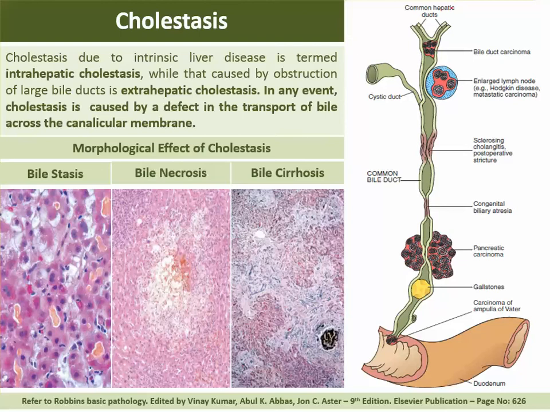See, this is the common hepatic duct, and the cystic duct comes from the gallbladder, and they all form the common bile duct, and it goes to the second part of the duodenum. If any obstruction happens in this path, outside the liver, that is called extrahepatic biliary ducts. If it is inside the liver, it is called intrahepatic biliary duct.